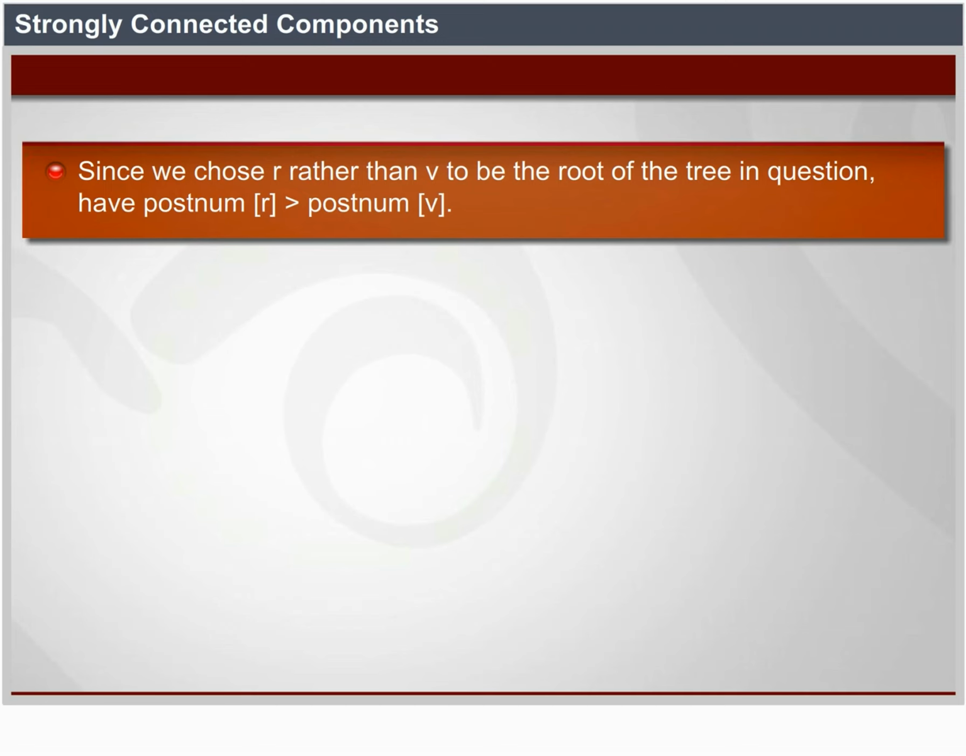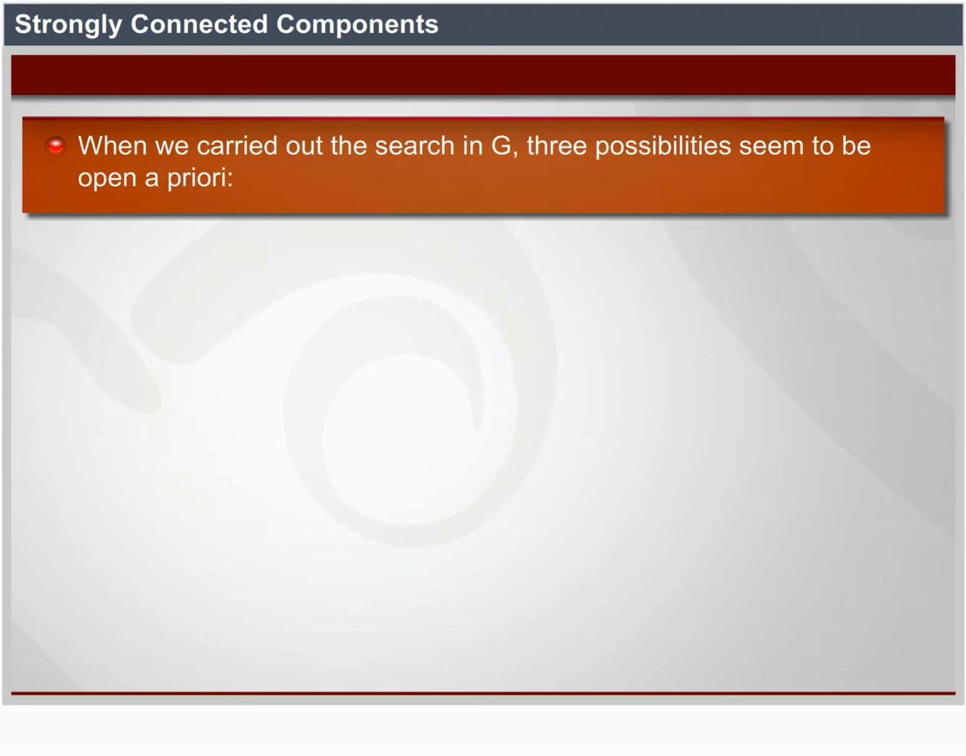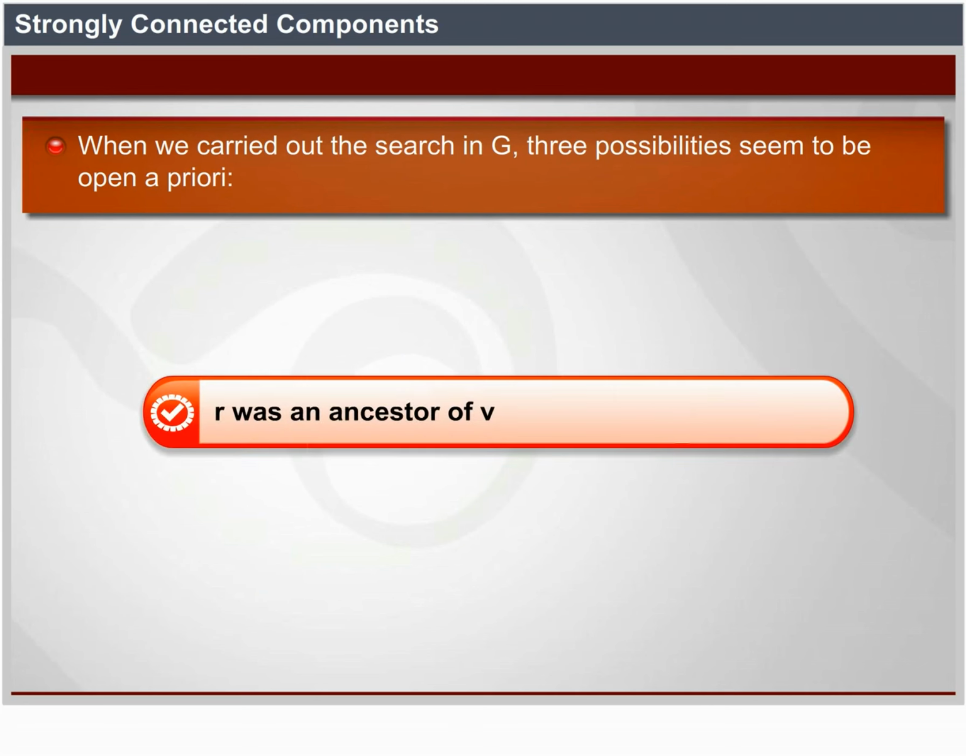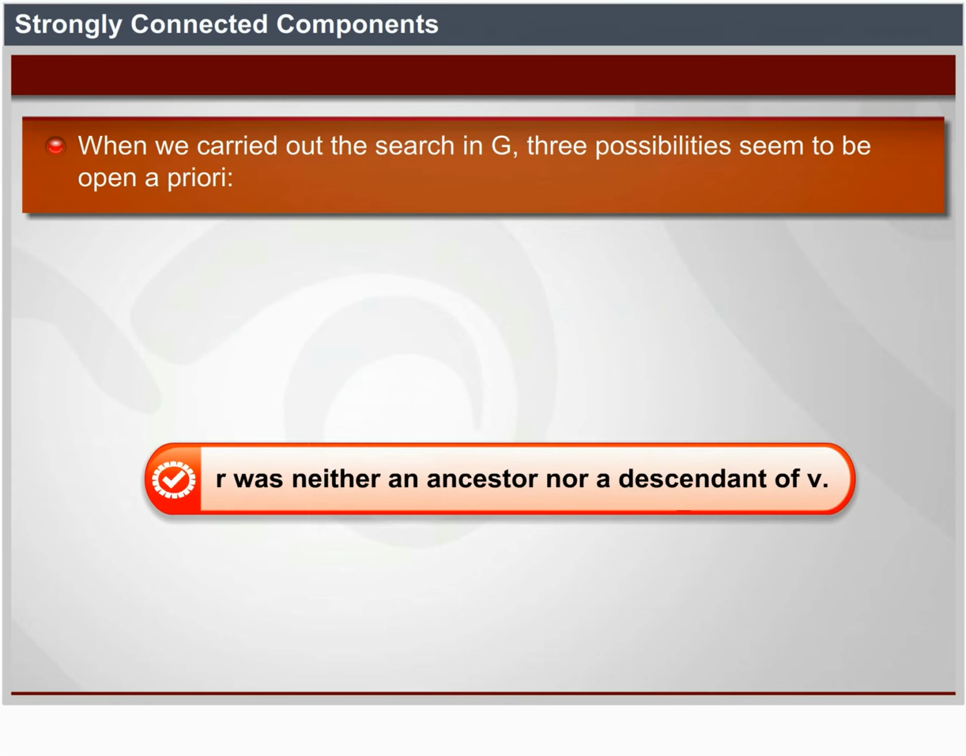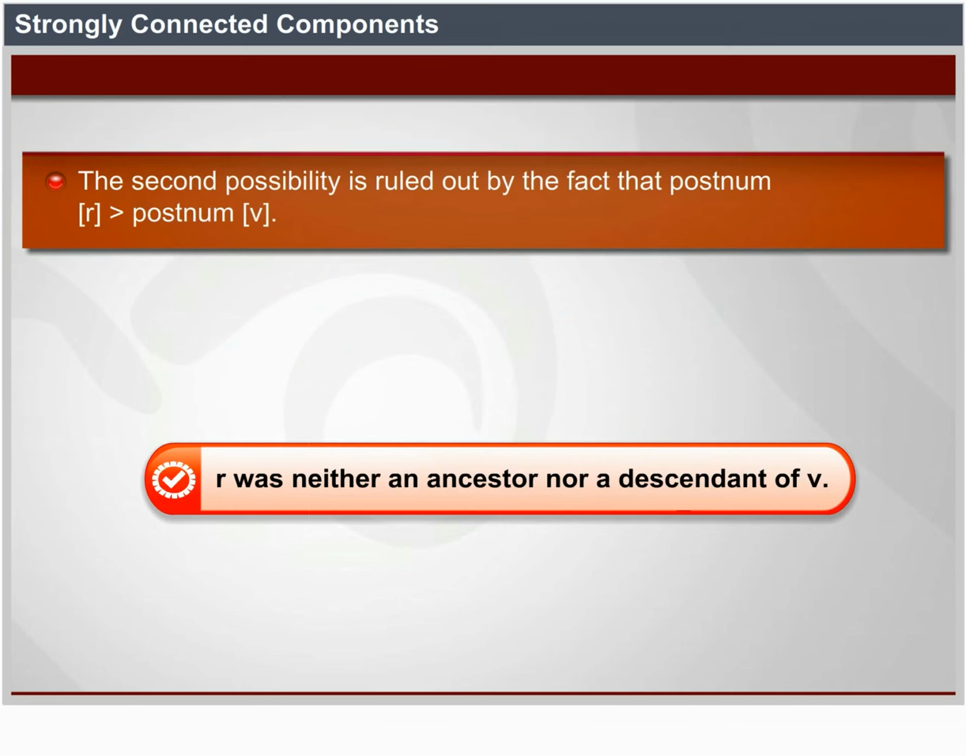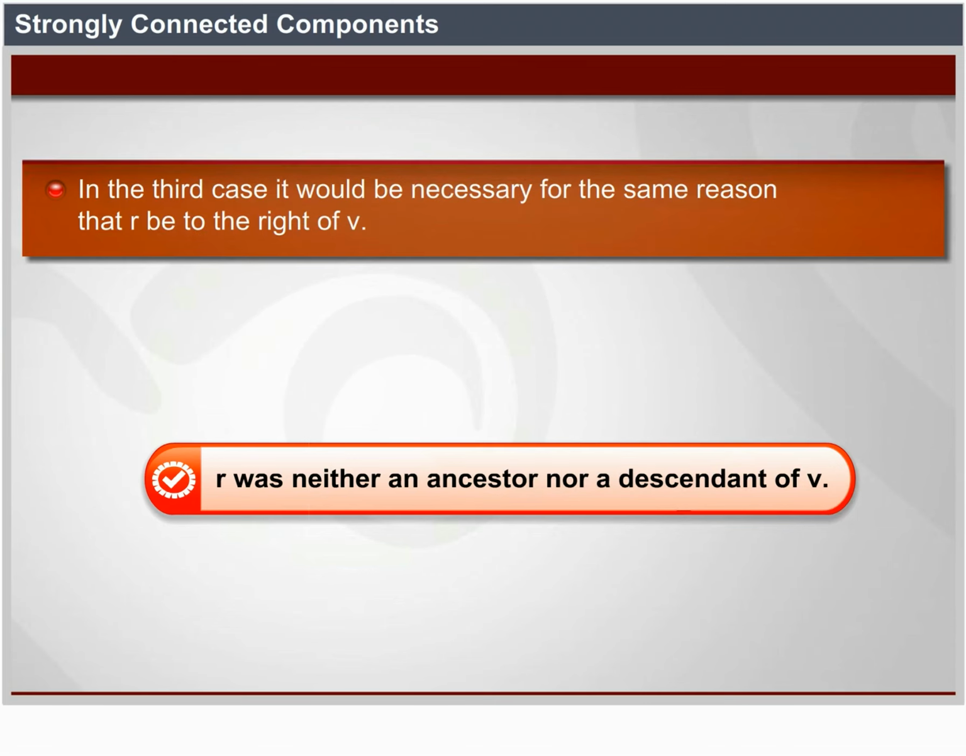When we carried out the search in G, three possibilities seemed to be open a priori. R was an ancestor of V. R was a descendant of V. Or R was neither an ancestor nor a descendant of V. The second possibility is ruled out by the fact that postnum of R is greater than postnum of V. In the third case, it would be necessary for the same reason that R be to the right of V. However, there exists at least one path from V to R in G.